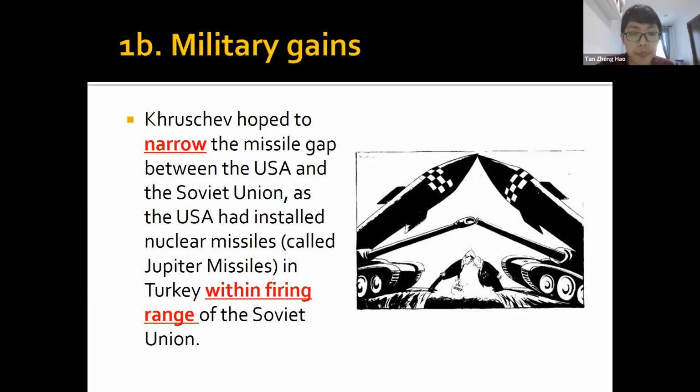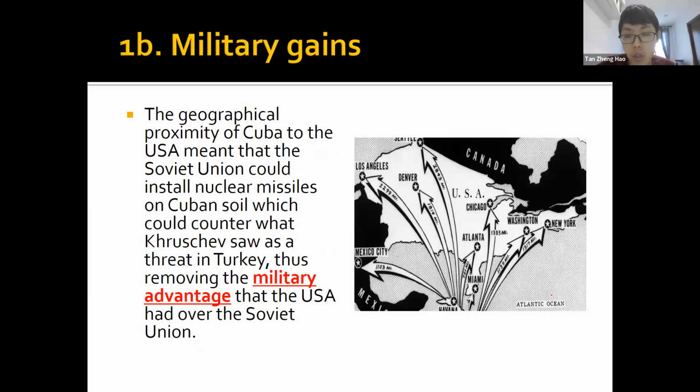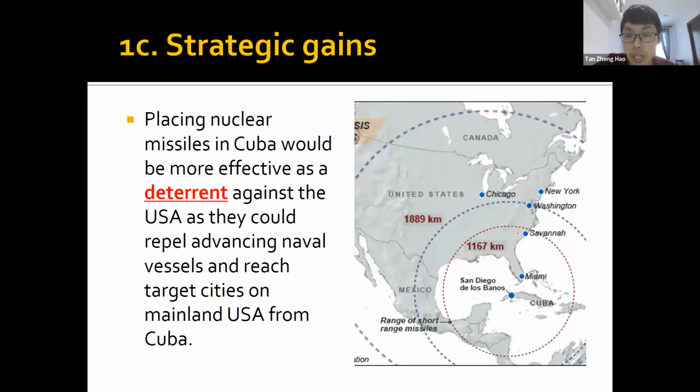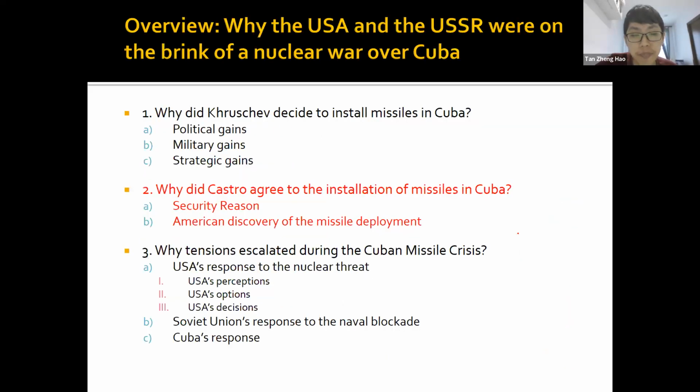Okay, so like I said, you can see it on the map here, from Cuba I can easily launch missiles to many parts of America, including its capital, Washington, D.C., and its economic hub, New York City. So it was very advantageous, and they can use it as a source of deterrent. America will not dare to attack the USSR because they know Cuba can fire back very easily. Okay, so it's a deterrence.